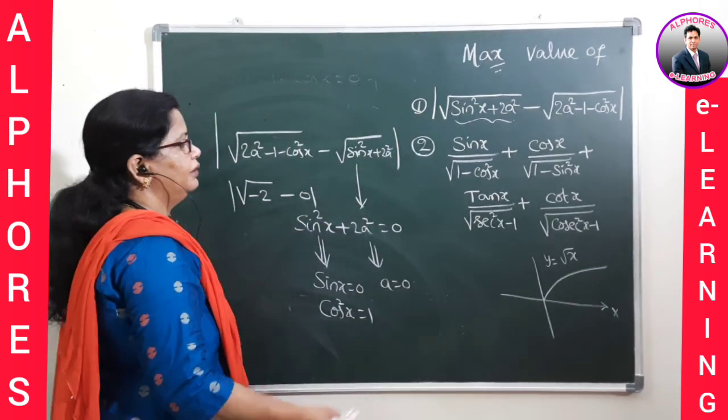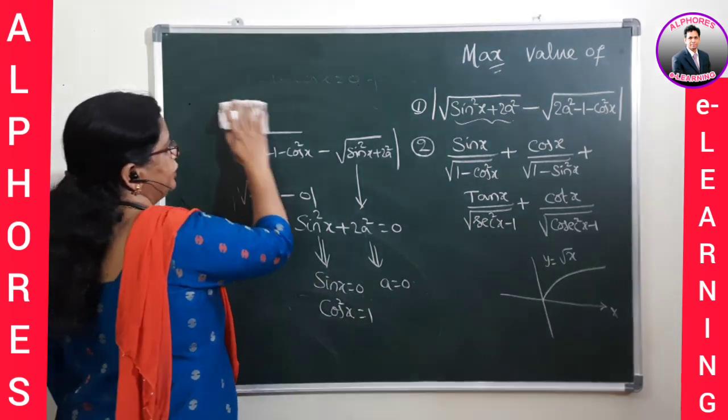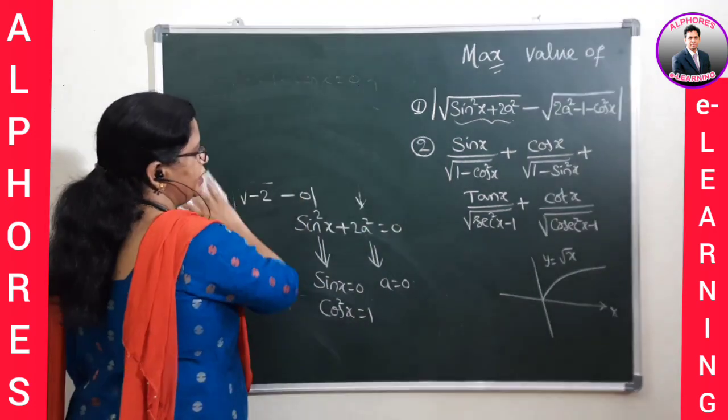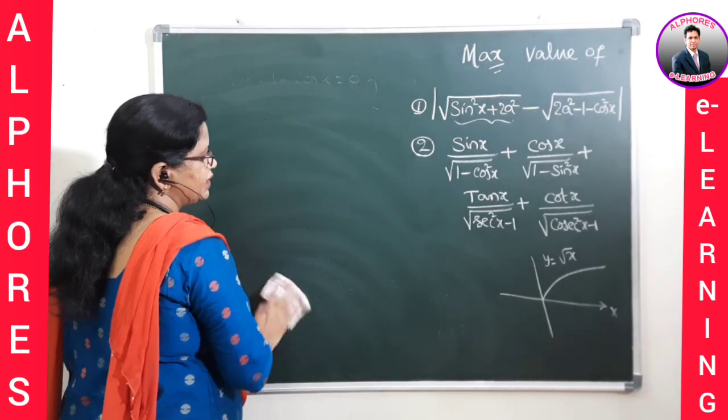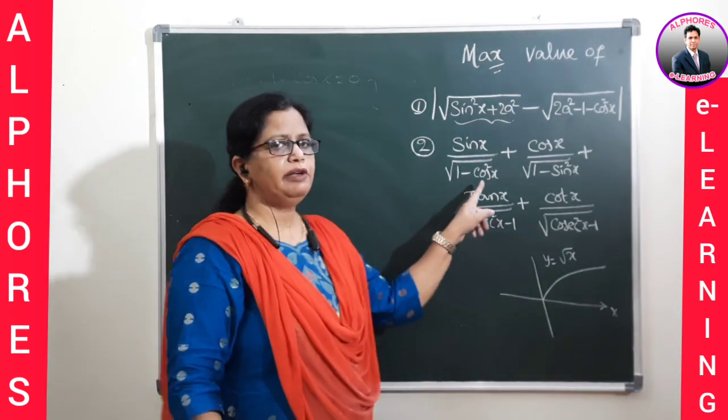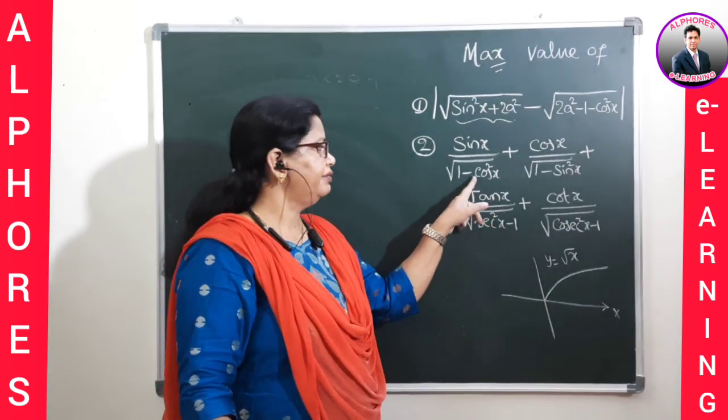Now let us observe the second problem. The second problem is given here. f of x is given as sin x divided by root of 1 minus cos square. Root of 1 minus cos square. You may think immediately what the problem is.